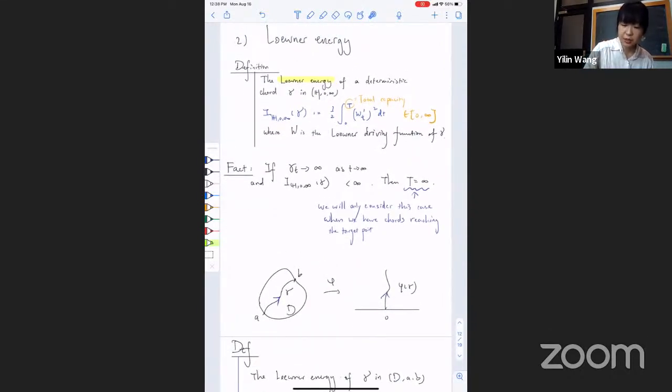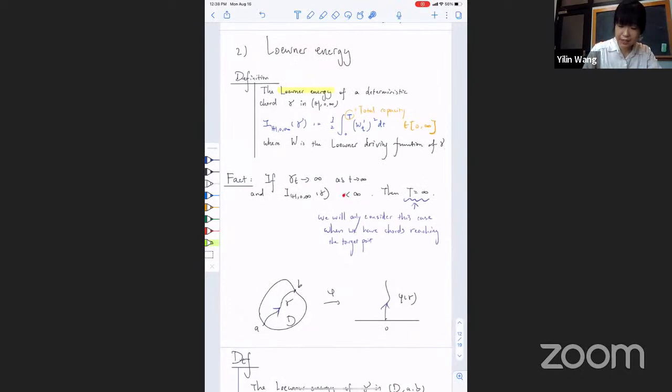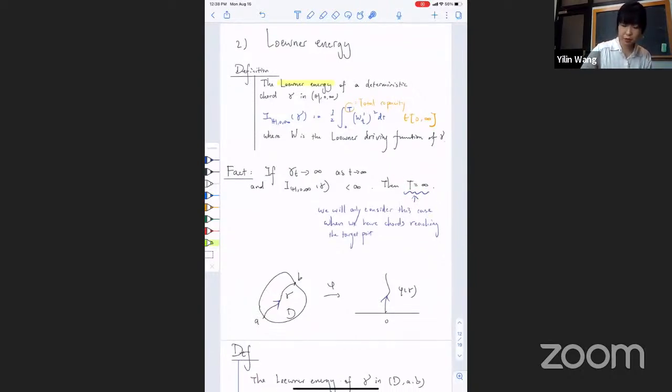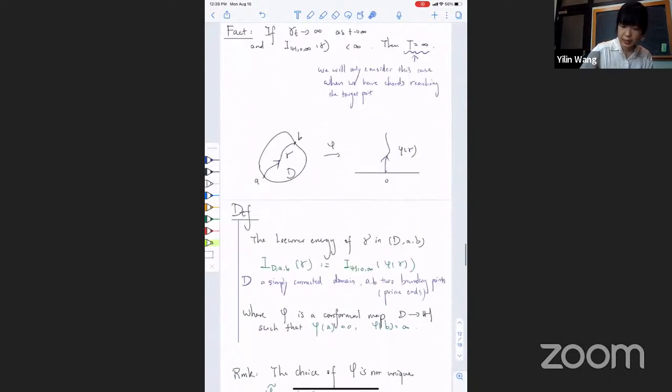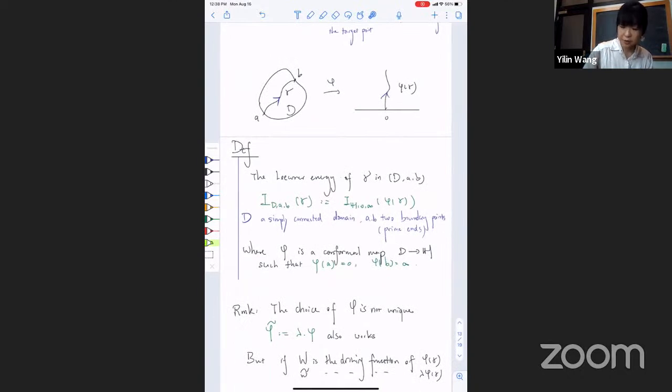There's some subtlety about what is the total capacity. When the curve goes to infinity, the capacity doesn't need to be infinite. But in the case where the curve has finite Loewner energy, then this capacity is always infinite. So you can just think of capacity always being infinite. So you can replace this by the integral from 0 to infinity. And we can also similarly define the Loewner energy for gamma inside other simply connected domains by just mapping this curve to the upper half plane and saying the Loewner energy of gamma is the Loewner energy of phi of gamma.